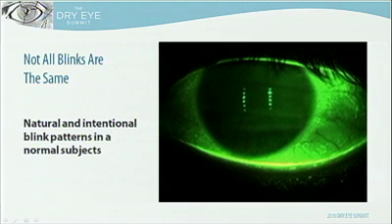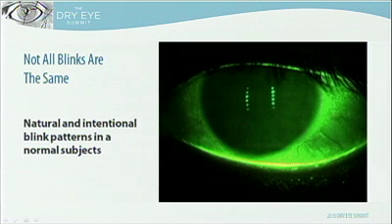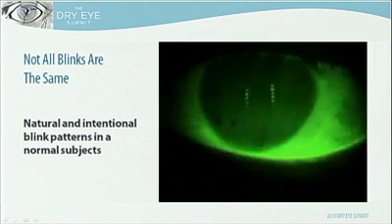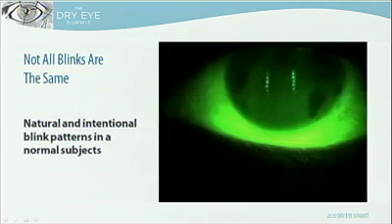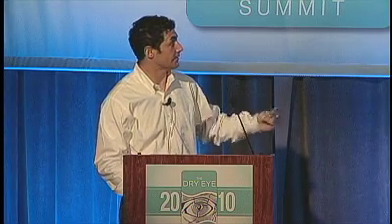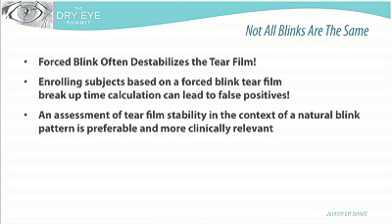Now, to be quite honest, when we looked at this initially, we thought we would see the opposite. We felt that we would be extending the tear film breakup time by having these patients do hard blinks, because we thought it would secrete the meibomian glands, and therefore we would potentially buff up the lipid layer a little bit, and we would retard evaporation and prolong our time. We found that that wasn't the case. For whatever reason, these forced blinks seemed to destabilize the tear film.